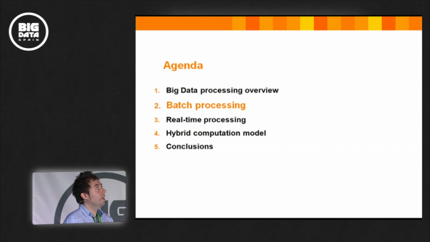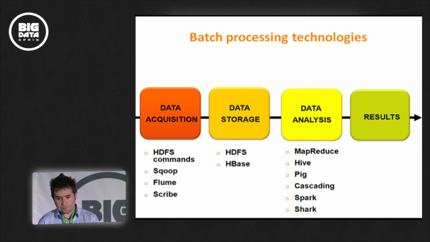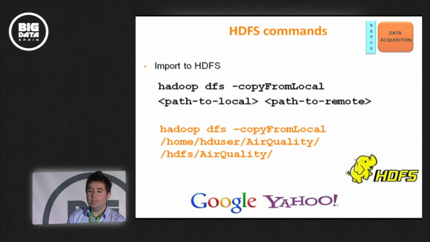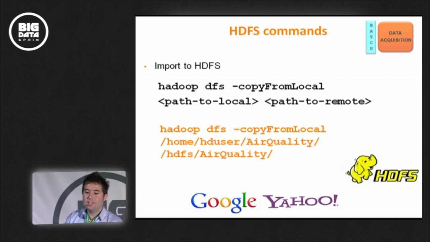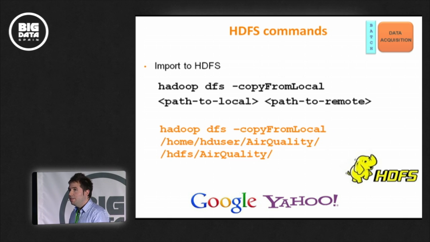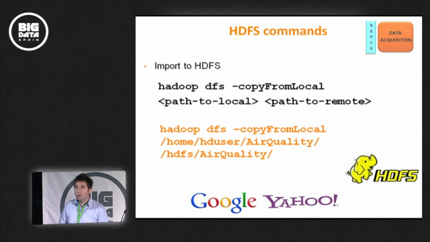Well, let's briefly talk about the batch processing technologies. As I said before, we will classify in terms of these 4 steps. So let's start with data acquisition tools. The first technology is a really easy technology, the Hadoop file system commands. Really easy to use, but quite interesting if you have to manage your own cluster. Basically, this tool allows you to move information from a source to the Hadoop cluster. Here is an example of how we move our air quality system that is stored in our Linux system to the Hadoop system.